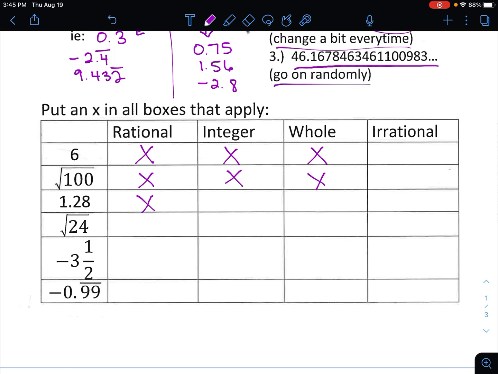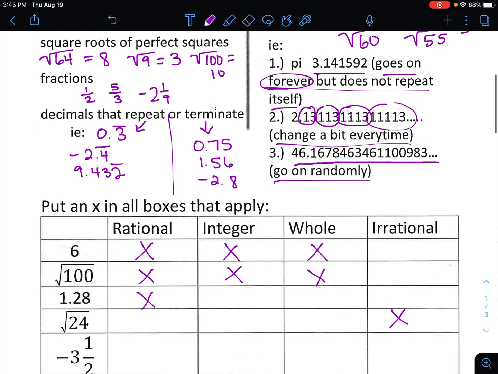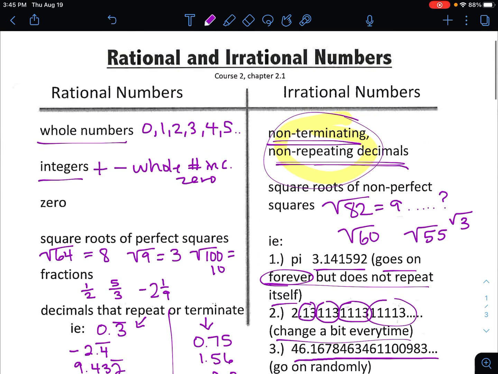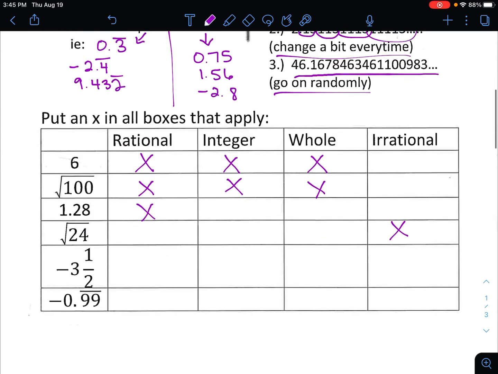Now the square root of 24, think about this. 5 times 5 is 25. So the 25 would be a square root of a perfect square. 4 times 4 is 16. So this would be somewhere in between those two. It's not that or that, meaning it is irrational, because this is the square root of a non-perfect square.